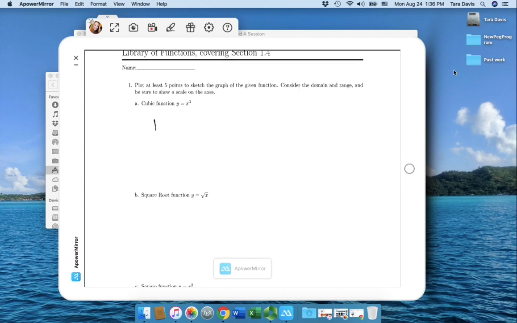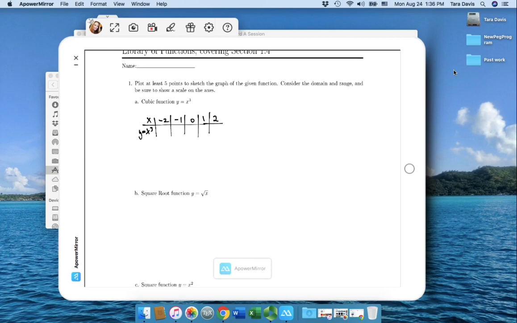If I don't know anything else, I'm just going to plot those same 5 points until I come into problems with them. I'm sorry, 5 points. I don't know why I said 3 points. So I'm going to have negative 2 cubed, which is negative 8, negative 1 cubed, 0 cubed, 1 cubed, and 2 cubed. And then I'm going to plot these points.